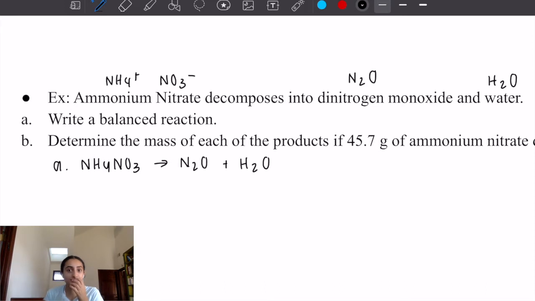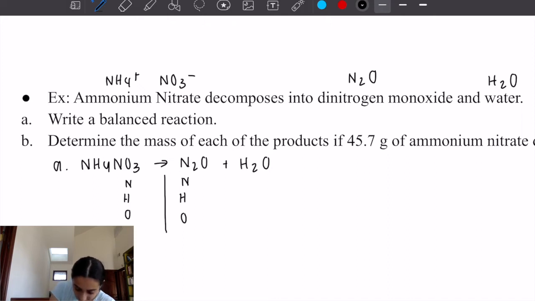So because the polyatomic ions like ammonium and nitrate are not present on the product side, when I'm balancing my reaction, I'm not going to keep them together. I'm going to separate them into nitrogen, oxygen, and hydrogen. So I'm going to balance with a chart. We have nitrogen, hydrogen, oxygen.